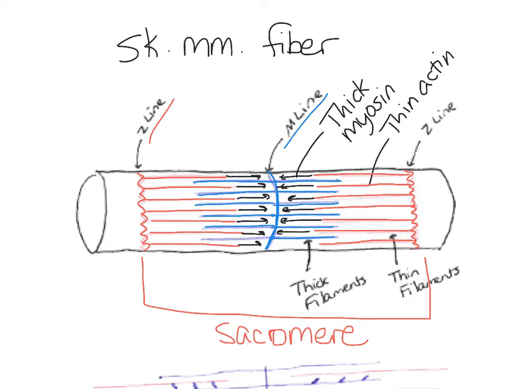So what's going to happen to the sarcomere when those thin filaments move towards the middle? The sarcomere is going to shorten. And if you have 100 sarcomeres doing the same thing, then all of them shorten and that entire muscle cell is going to shorten. And if you have all the muscle cells shortening like that, then the whole muscle is going to shorten. That's a contraction. That's what a contraction is.